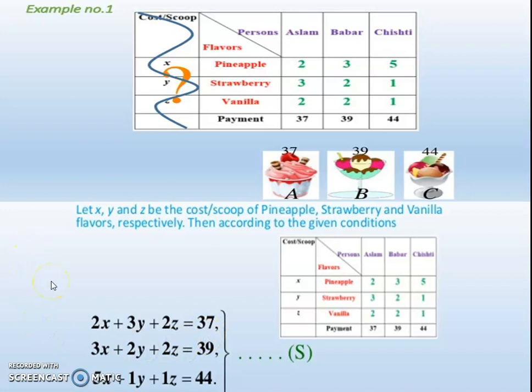Next, dz. That is my favorite. What is dz? We have to derive it: 2, 3, 5 remain the same, 3, 2, 1 remain the same, and instead of 2, 2, 1 we put 37, 39 and 44. Evaluating this type of matrix equation using this pattern is called a matrix equation. We have to solve this by determinants and get the exact values of x, y and z: the pineapple flavor ice cream, strawberry flavor ice cream and vanilla flavor ice cream.